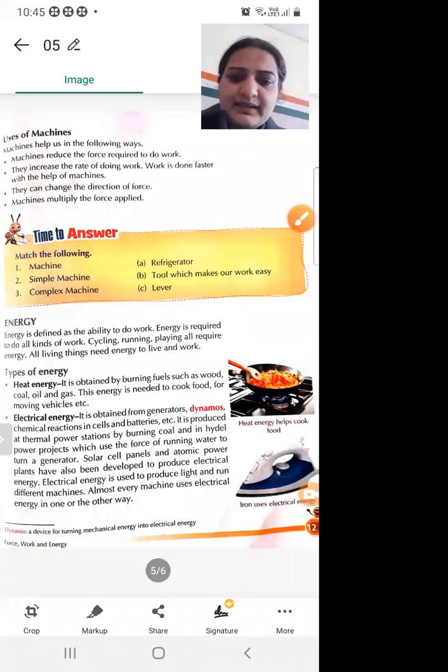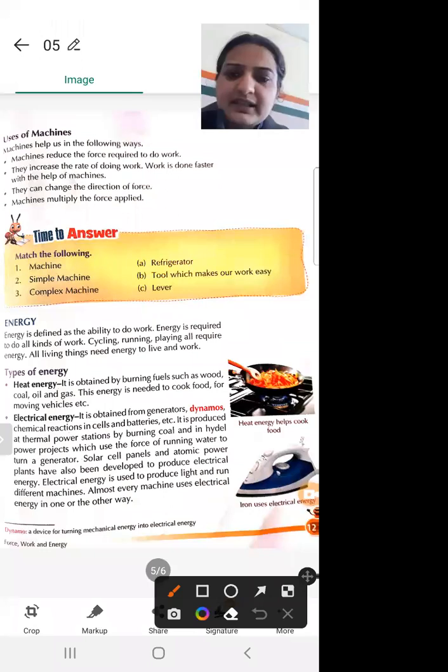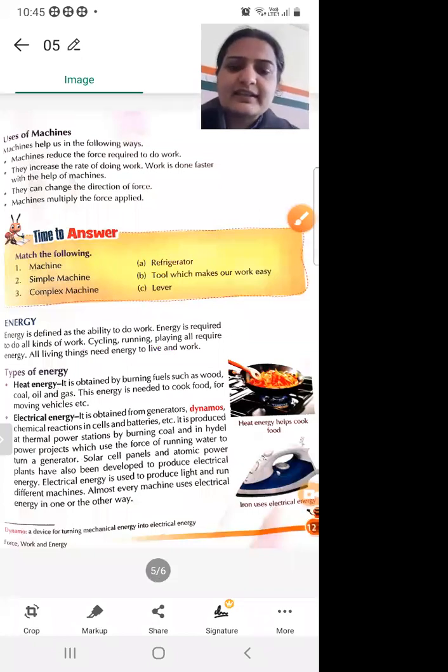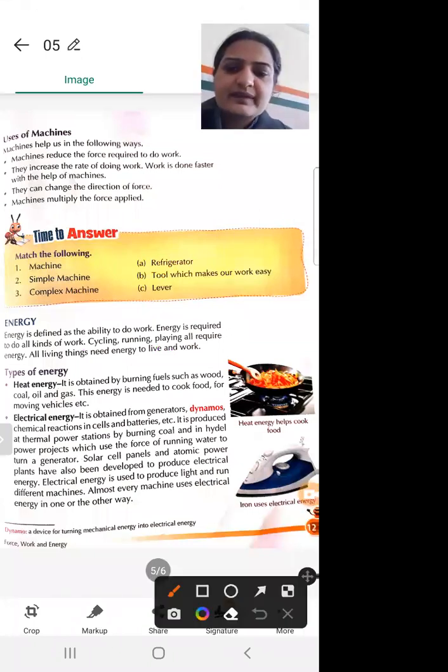Next is cycling, running. If we do cycling, we require energy. If we run, we also require energy. If we play, we also require energy. All living things need energy to live and work. As we know, all living things need energy.